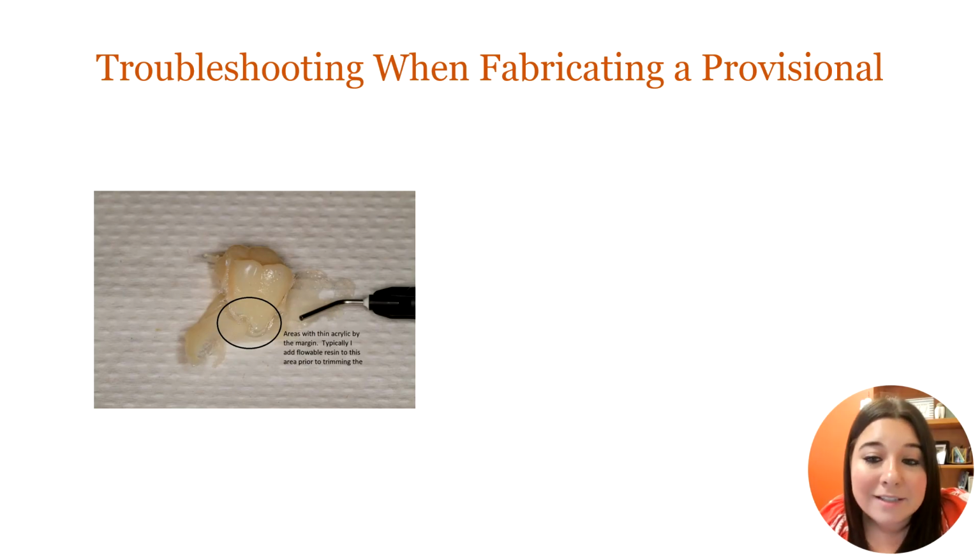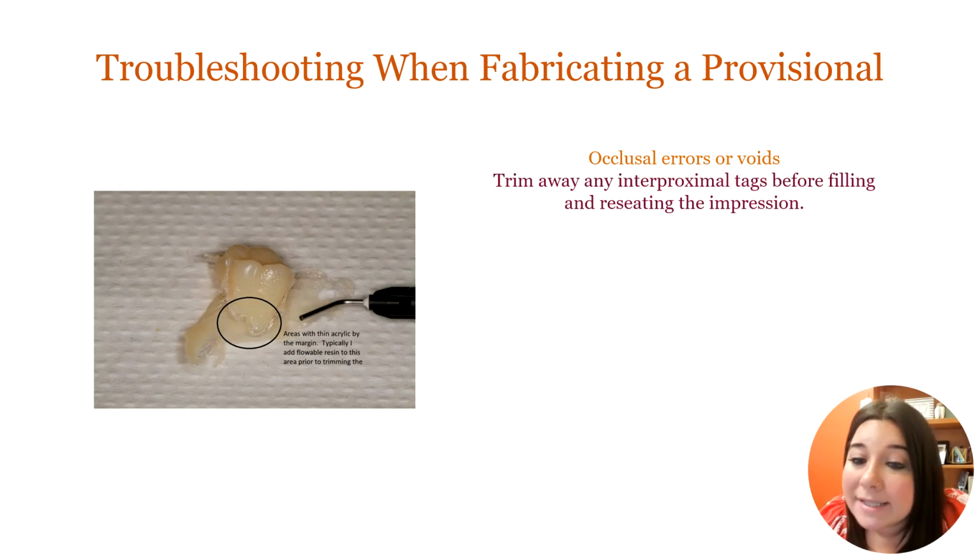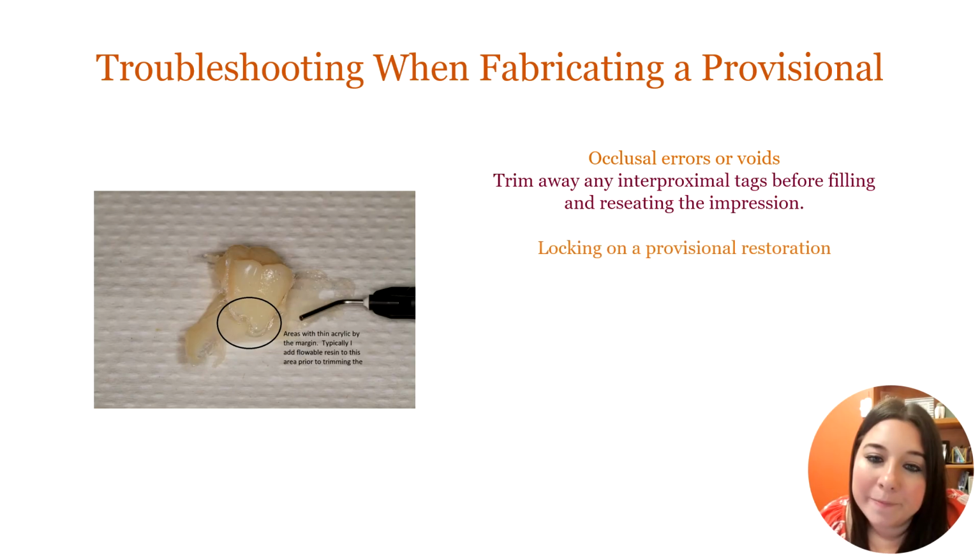So next, let's discuss some issues that you may come across when making a temporary crown or bridge. If you come across any occlusal errors or voids in the temporary, you can trim away any tags, and then you can either put a little extra temporary material in there, or sometimes I even use a little bonding on the temporary only, not the patient's tooth, and then just add a little bit of flowable composite and cure that to kind of seal that void or air bubble.